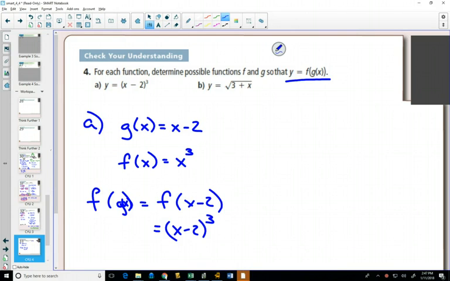So for the second one, can you see one function inside of another function? 3 plus x is inside. And what's it inside? A square root.